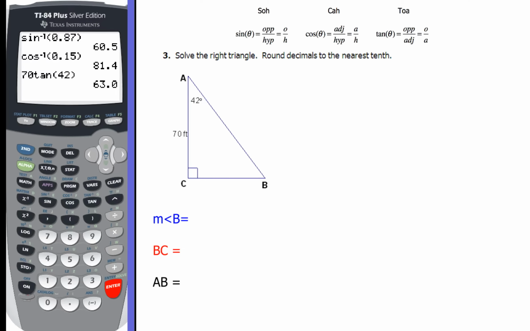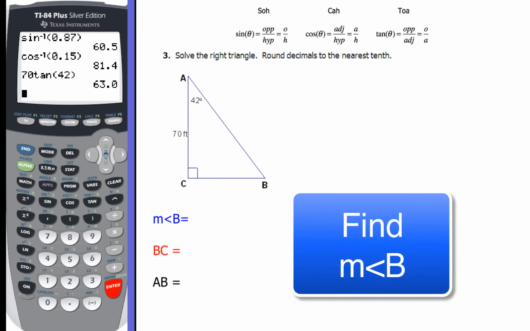Now for example 3, we've got to solve the right triangle rounding decimals to the nearest tenth again. And for this one, we're going to take a look at the 42 degrees, so we're given one angle. We've got to find angle B, we've got to find side BC, and we've got to find the length of side AB. So that's what we're going to have to work with.